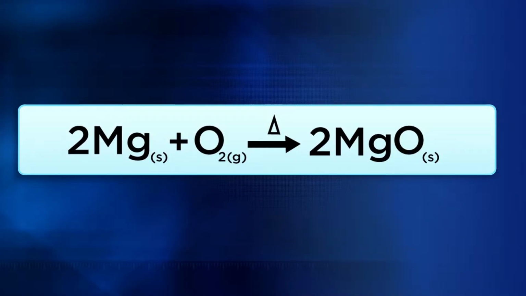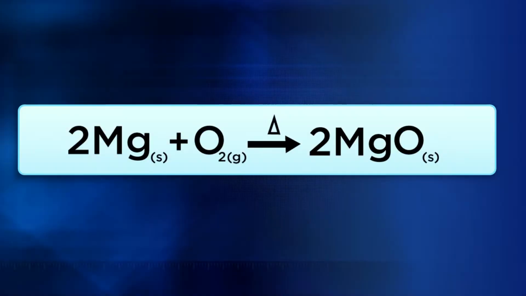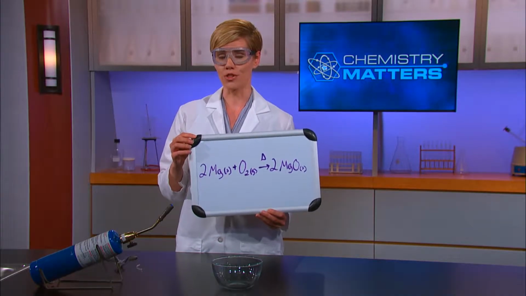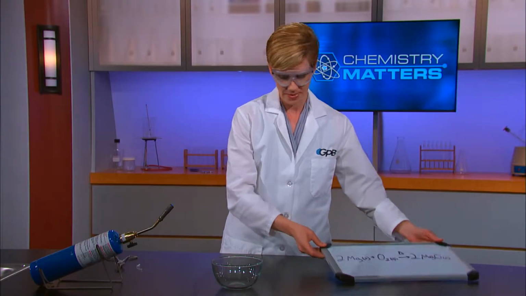You might be wondering what that triangle is over the arrow. As you know, the arrow points to the products. When you see a triangle, it's the Greek letter delta, and it means that energy is added for the reaction to occur. Let me show you what I mean.